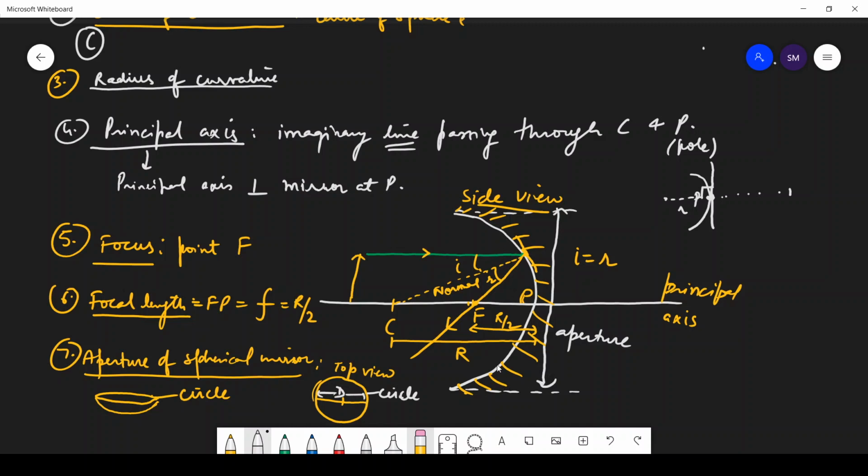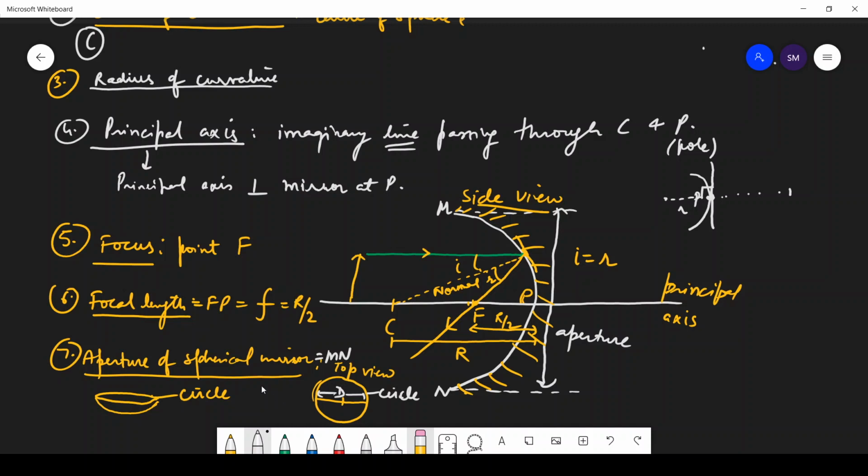Okay. So here the aperture is, suppose this point is M, this point is N, so this is your aperture. So aperture is equal to MN.